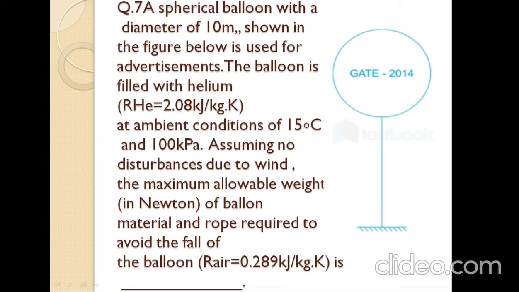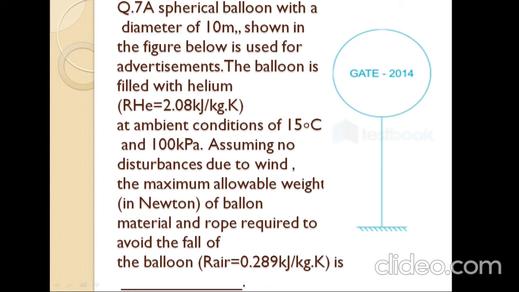Question 7. A spherical balloon with a diameter of 10 meter, as shown in the figure below, is used for advertisement. The balloon is filled with helium at ambient condition of 15 degrees and 100 kilopascal. Assume no disturbance due to wind. Find the maximum allowable weight in Newton of the balloon, material and rope required to avoid the fall of the balloon. It is one of the toughest questions of GATE, so please solve it.